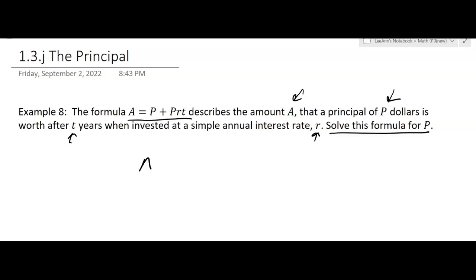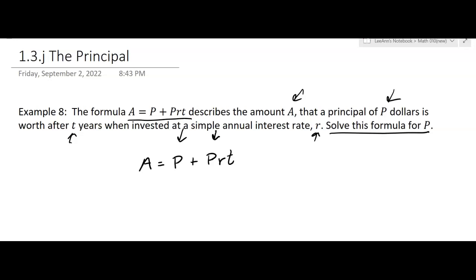So let me rewrite it. So we have all these variables, A, P, R, T, 4 variables in the equation. But that doesn't matter. We're still going to use the concepts of algebra that we have to solve for P. Now, notice that P appears in 2 places. So it's in 2 terms. When we want to solve for P, we can only have 1 P in the equation. So somehow we have to get that to work.